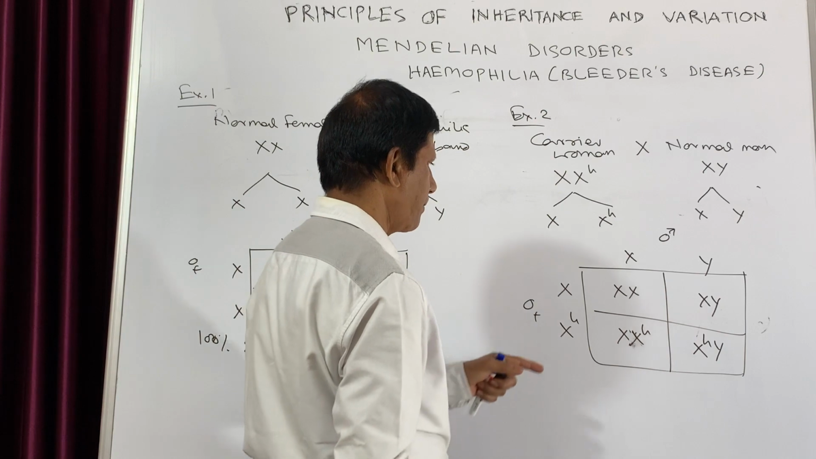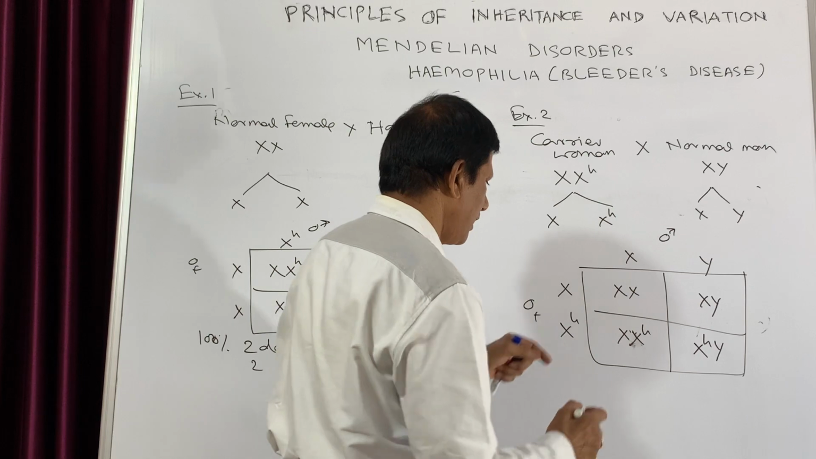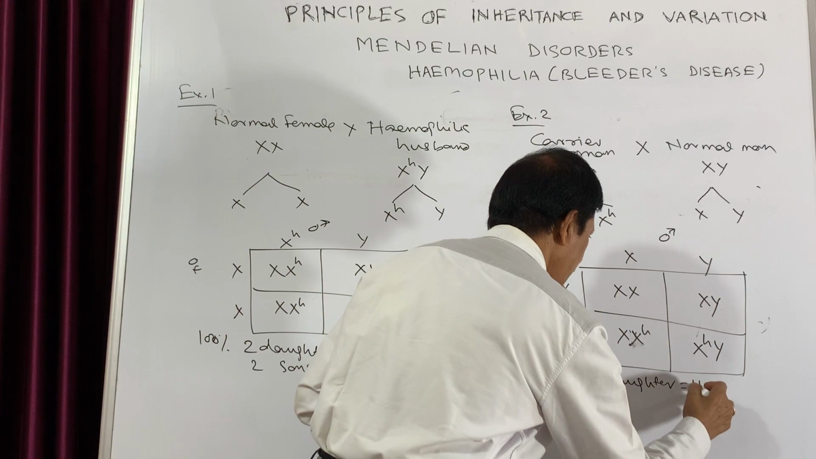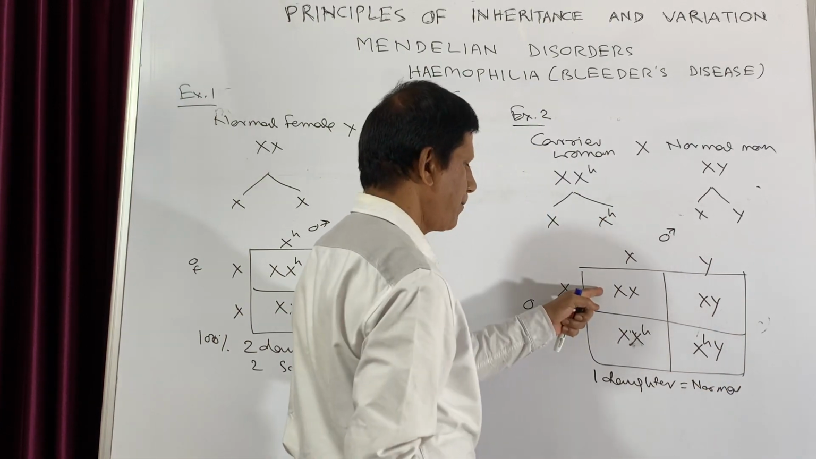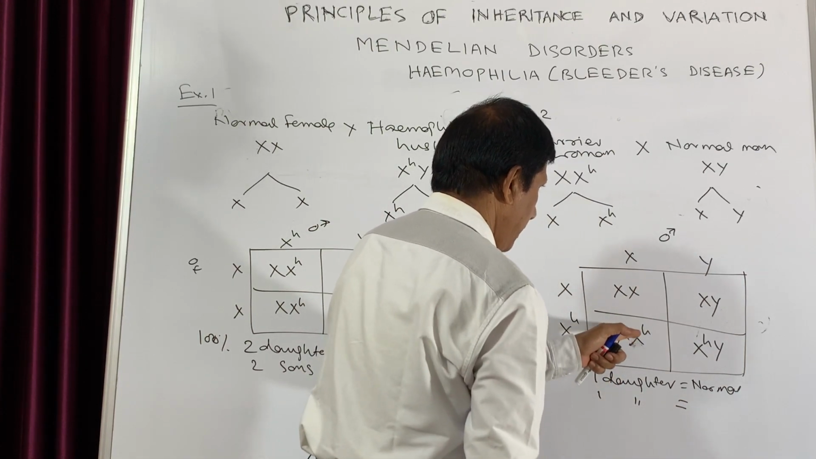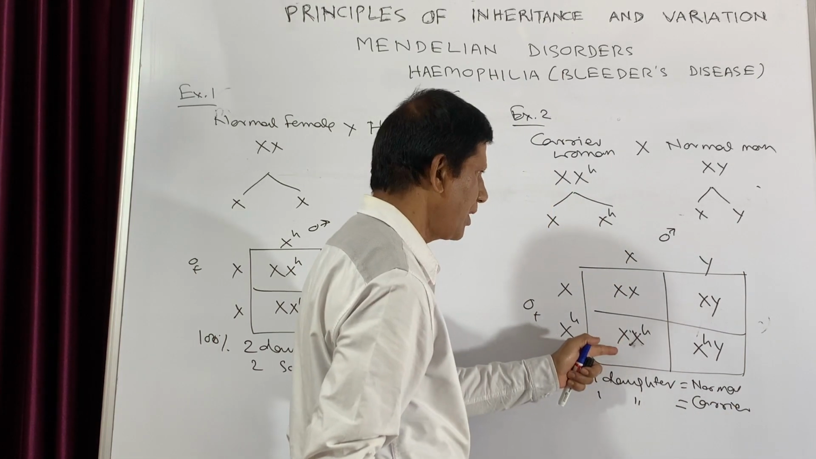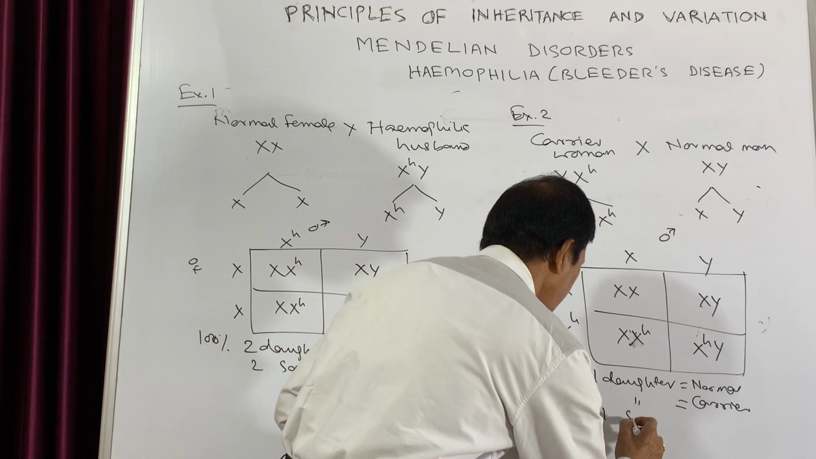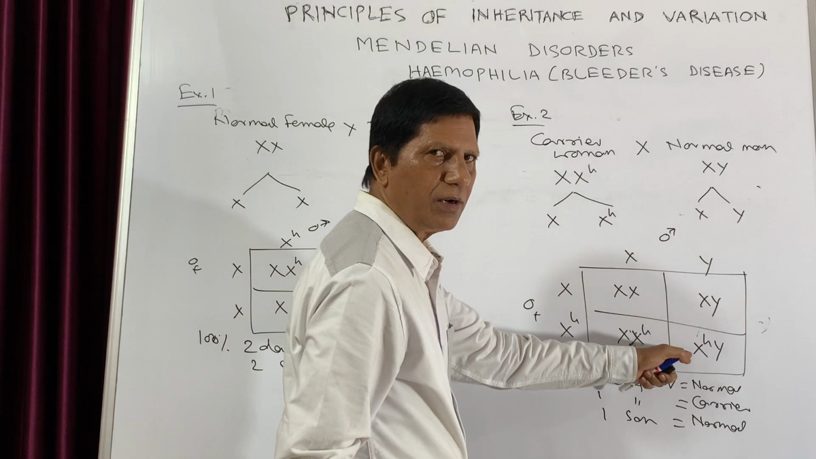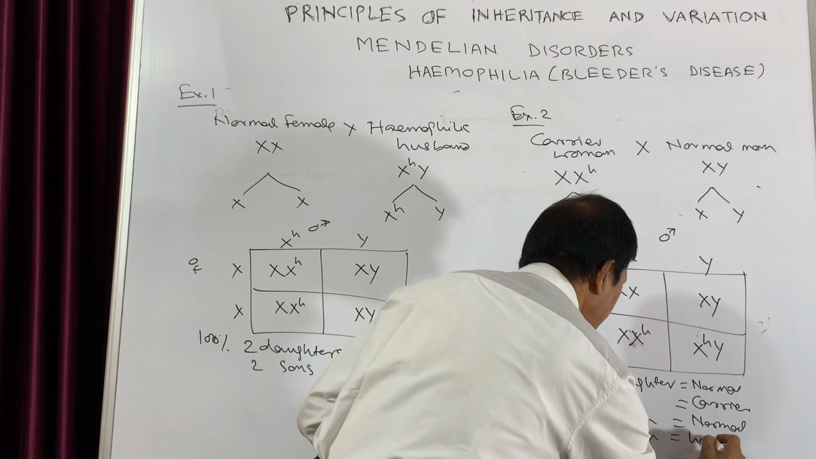Now you see what is happening. There are two daughters and two sons. But what about this daughter? That means one daughter is normal, this one. And one daughter is here, one daughter is carrier, because this is carrier. While this son, one son is normal. And what about this son? This son is hemophilic. That means one son is hemophilic.